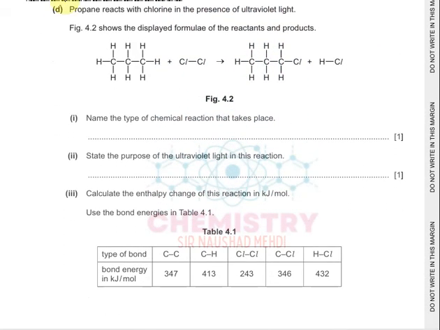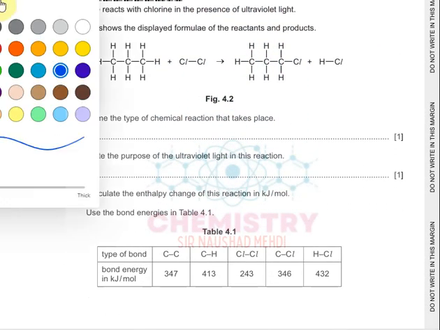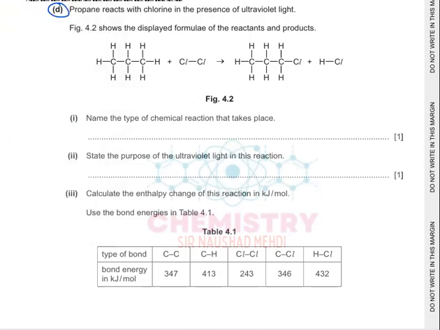Now in the next question it is saying that propane reacts with chlorine in the presence of ultraviolet light. Figure 4.2 shows the displayed formula of the reactants and the product. So this is the equation which is given to you. Name the type of the chemical reaction that takes place. You have to mention the type of the reaction which is taking place over here.